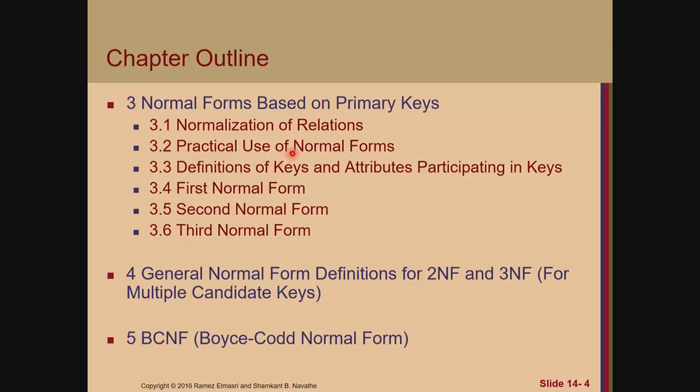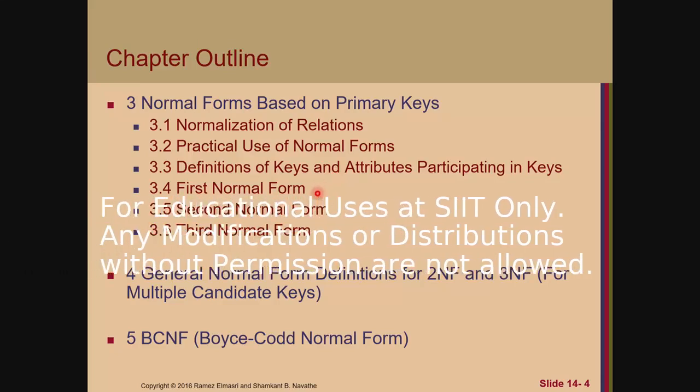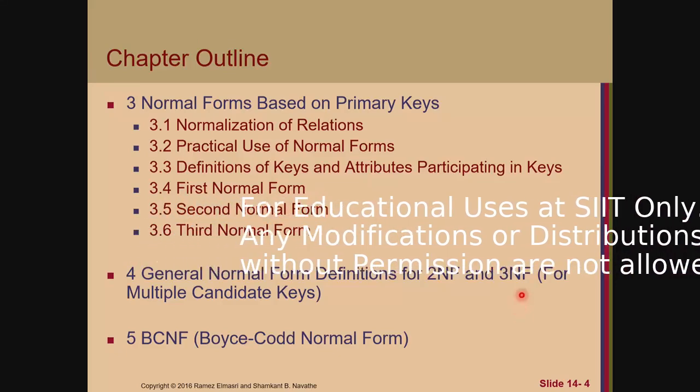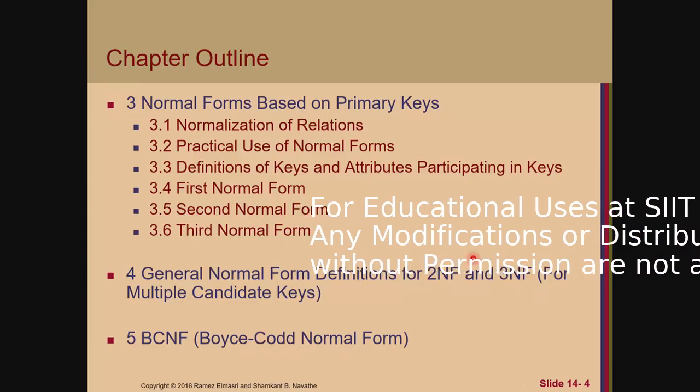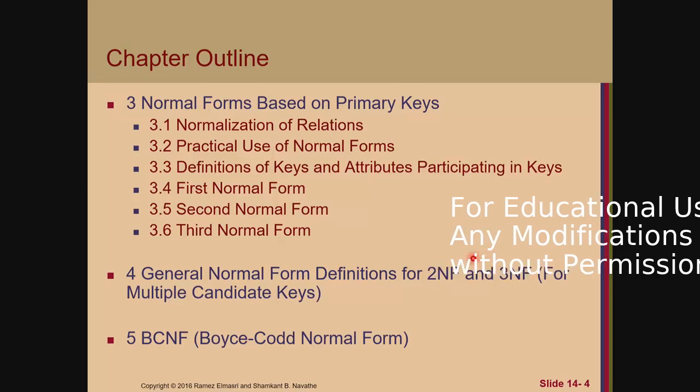Actually, we have several levels of normalization. For example, we have first normal form, second normal form, and third normal form. In real world situations, I have heard of just third normal form or Boyce-Codd. But actually we have fourth and fifth normal form at a higher level.